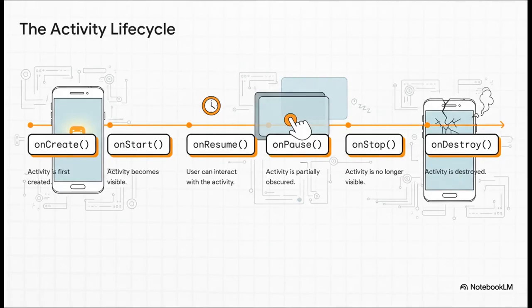Now here's a concept you probably never even think about. Every single screen in an app has its own life, a life cycle. It's not just on or off. When you launch a screen, it's born. It gets created. As it appears, it starts. When you can interact with it, it's resumed. The second a pop-up appears over it, it gets paused. Switch to another app, and it stops. And when you finally swipe it away, it's destroyed. A big part of a developer's job is managing what the app does at each of these moments.